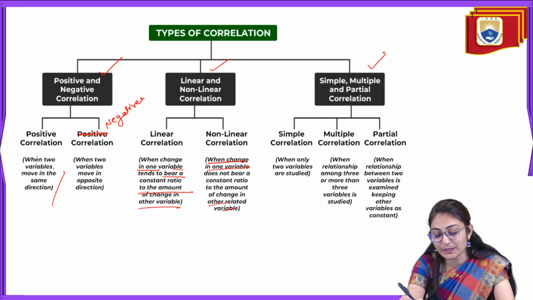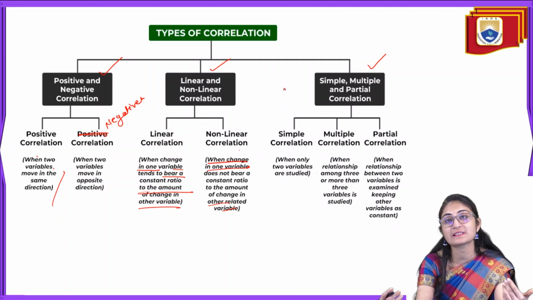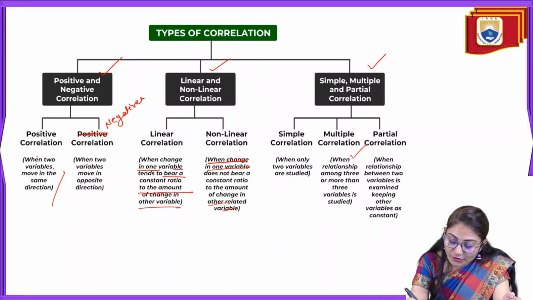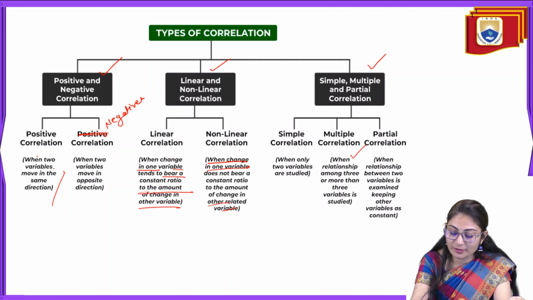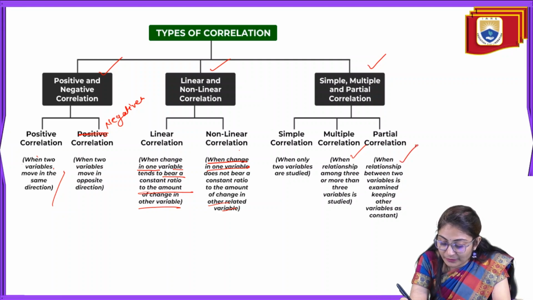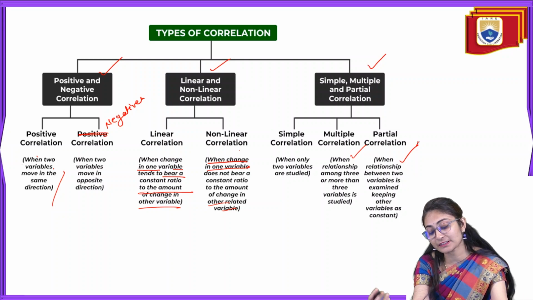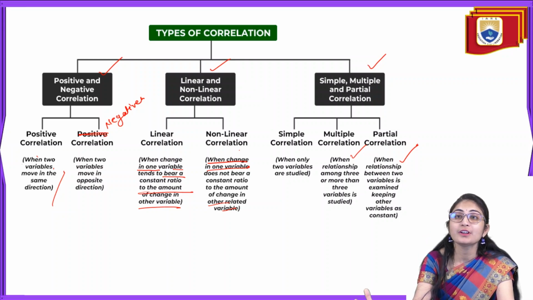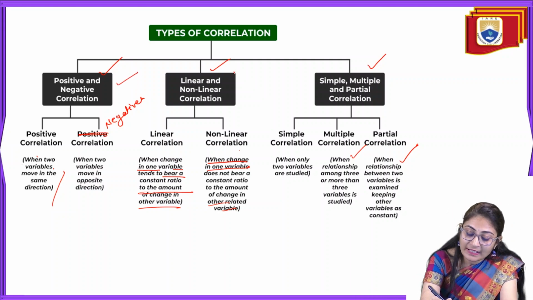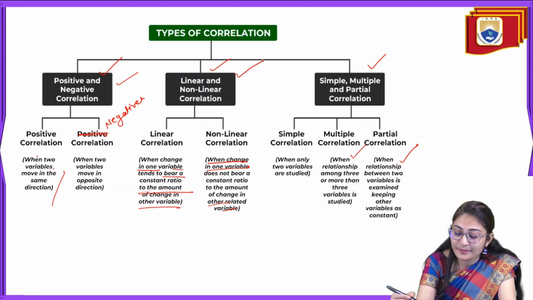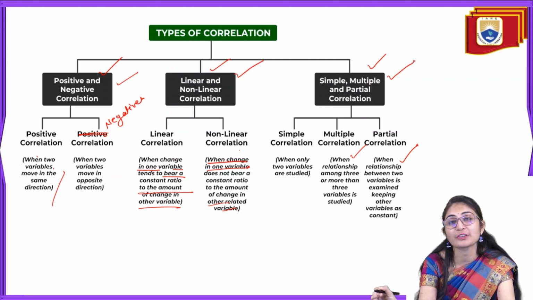Then the next one is simple, multiple and partial correlation. Simple correlation means when only two variables are studied. When the relationship among three or more variables is studied, that is multiple correlation. And when the relationship between two variables is examined keeping the other variables constant, that is partial correlation. So there are three types of correlation: positive and negative correlation, linear and non-linear correlation, and simple, multiple and partial correlation.